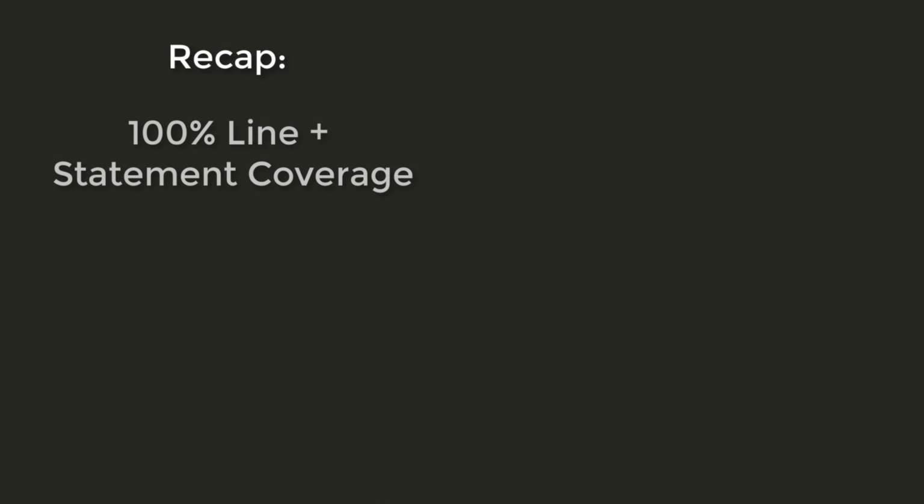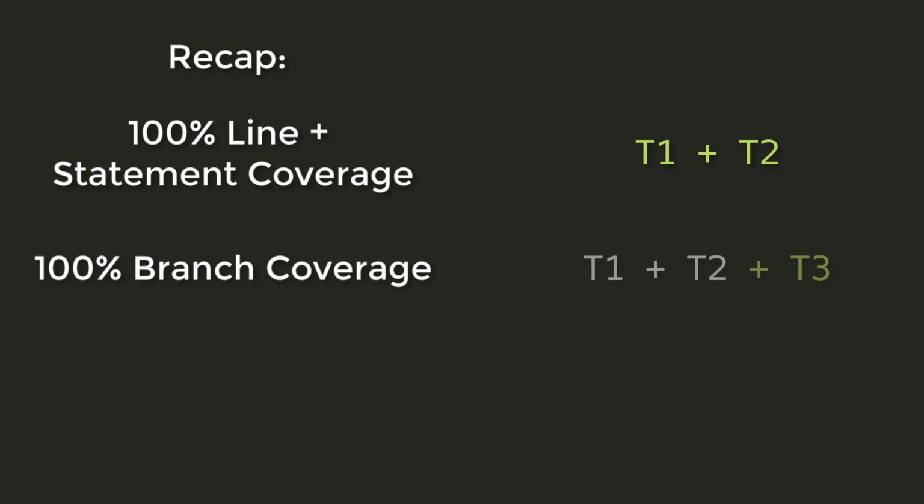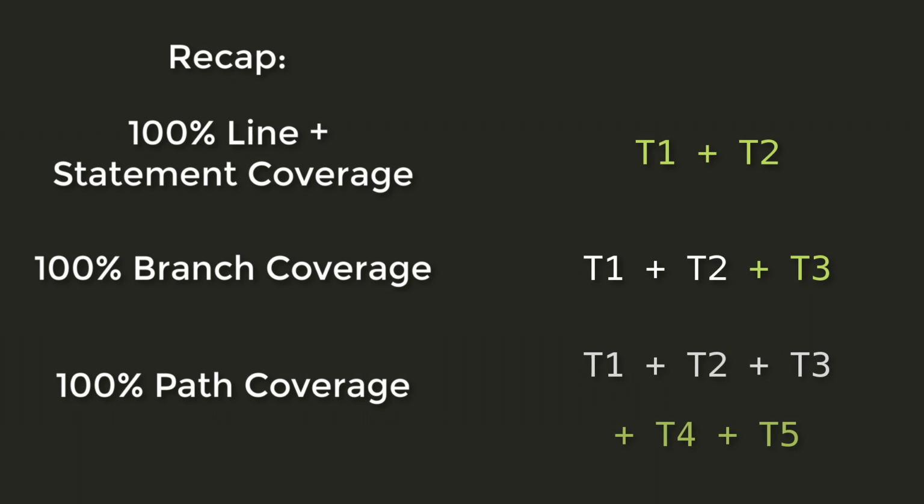Just to recap here, we've built test suites that give us 100% line and statement coverage, and those required 2 tests, T1 and T2. 100% branch coverage required T1 and T2 from line coverage, along with a new test, T3, and 100% path coverage used T1, T2, and T3 from branch coverage, and added 2 new tests, T4 and T5. From this example, we can really see how moving from a simple type of coverage like line coverage up through branch and path coverage can help us better understand how well we validated our system.